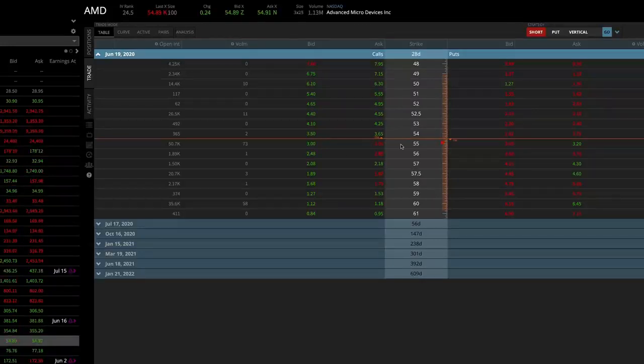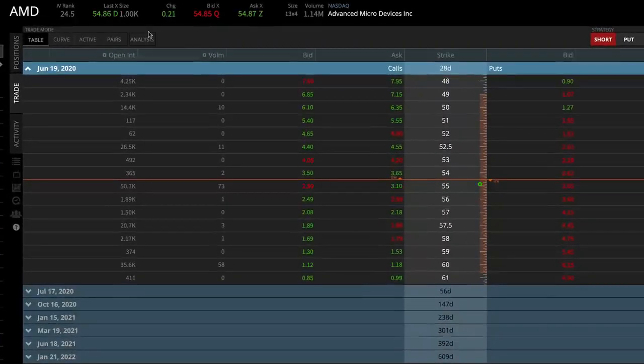So I'm just going to buy and sell the at the money strike. So right now AMD shares are at 54.85, and that means that the at the money option is the 55 strike. So I paused there because I wanted you to try to guess. So the at the money strike is the strike price near the stock price. So since AMD is right around 55, the at the money strike is 55.